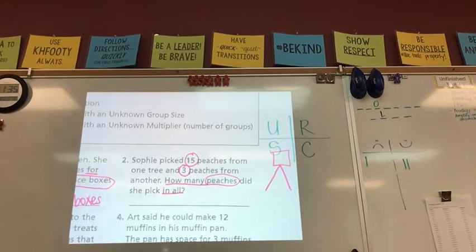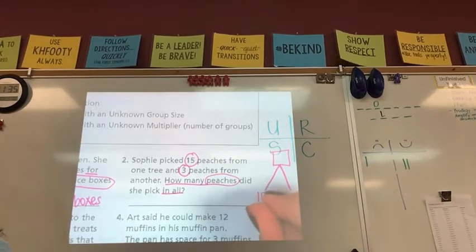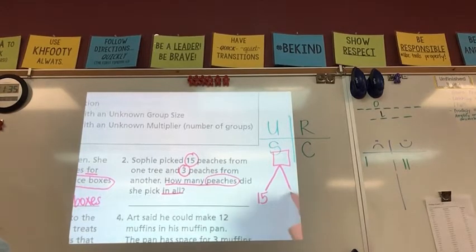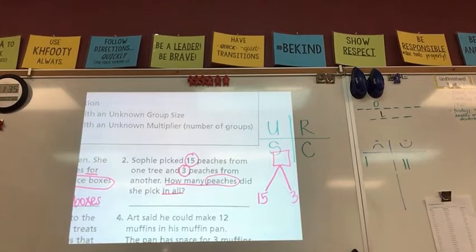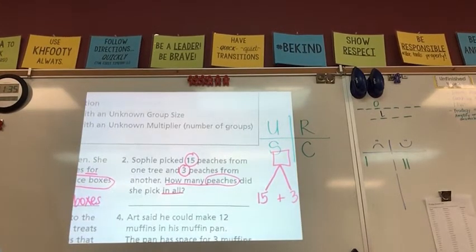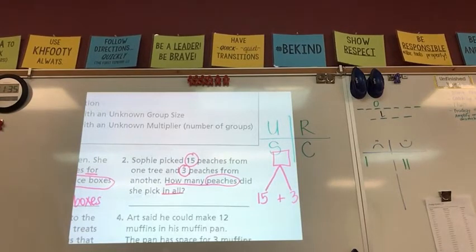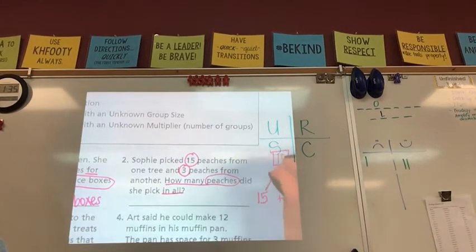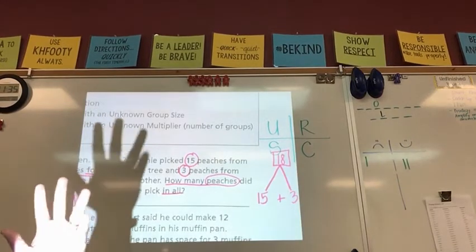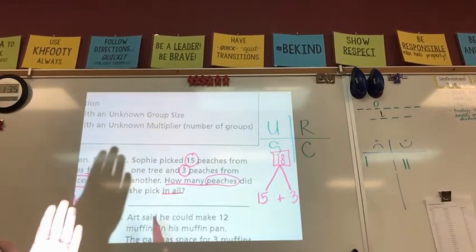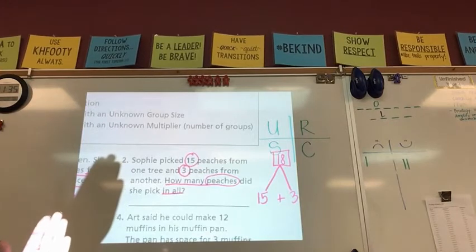So where can I put my 15? Let's go ahead and put the 15 on one side, and the 3 on the other. What am I going to do with those 2 numbers for a math mountain? Savannah? You're going to add them. Class, what is 15 plus 3? 18. So who can use GTA to tell me what would my equation be?